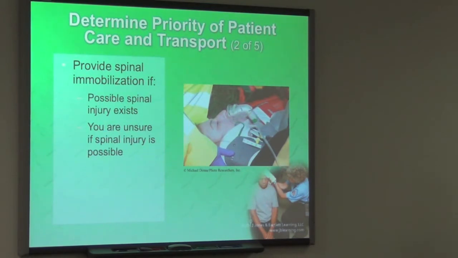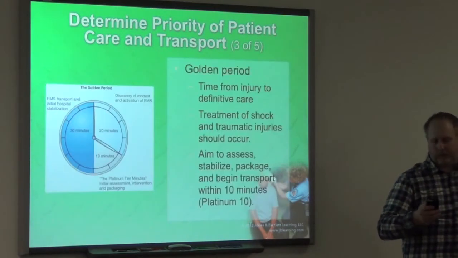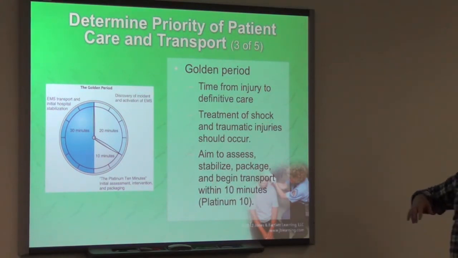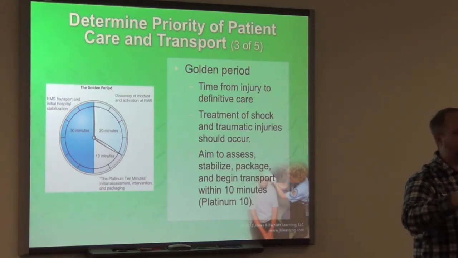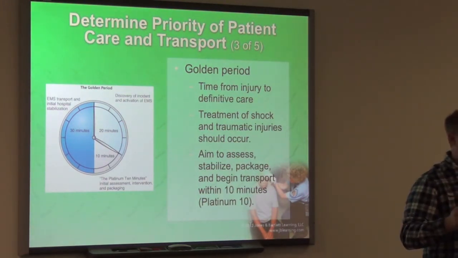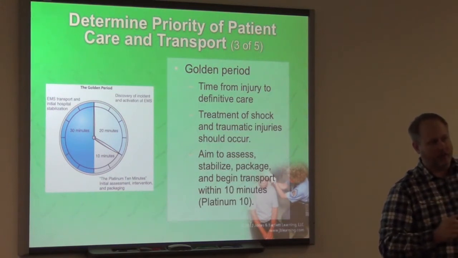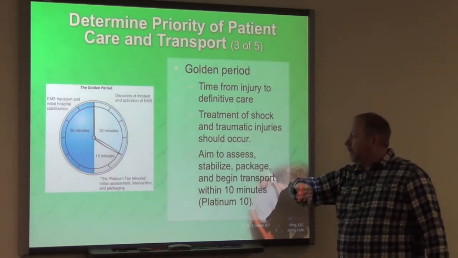Okay? Provide spinal immobilization if there's a possibility of spinal injury, or if you're unsure if spinal injury is possible, we will then utilize our appropriate procedures for spinal immobilization. We have the golden period. This is the time from injury to definitive care. Definitive care, typically for trauma patients, is not at the hospital. It's on the surgeon's table with the surgeon cutting them open. That's definitive care. So that's what we are going against, okay?